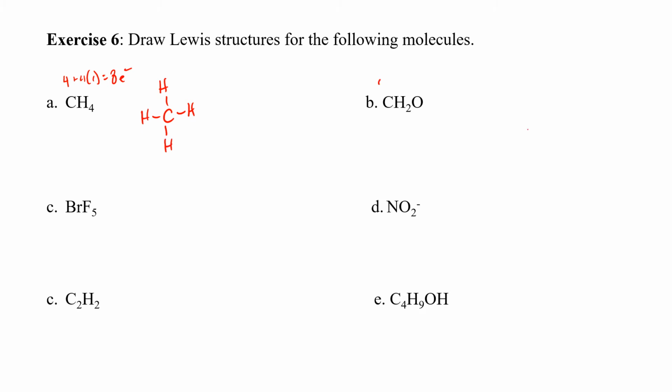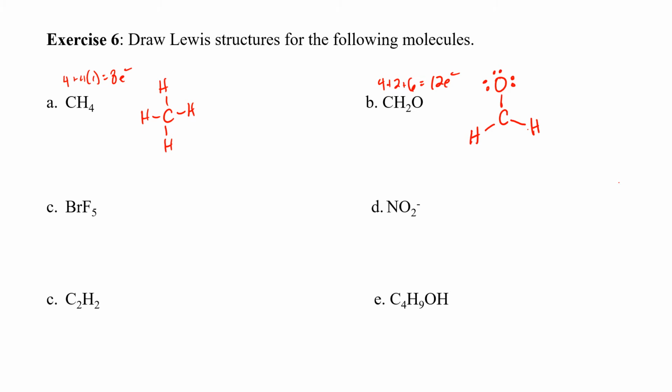For B, we have 4 plus 2 plus 6. That gives us 12 electrons. Carbon goes in the center. Remember, hydrogen never goes in the middle. We've used 2, 4, 6, 8, 10, 12. We're out of electrons. We don't have any more electrons to put on the central atom.